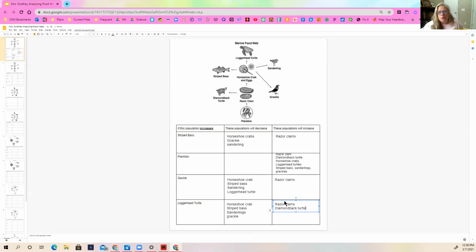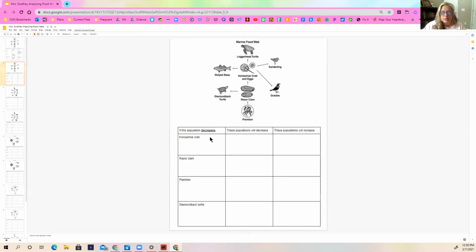All right, so you've seen me give you an example. It's just a matter of thinking it through. Remember that the arrow points to the eater. Say that out loud. The arrow points to the eater. The arrow points to the eater. So if you keep that in mind as you analyze your food webs to find out what populations will increase and what populations will decrease as a result of your population increasing or decreasing, then you should be pretty good.